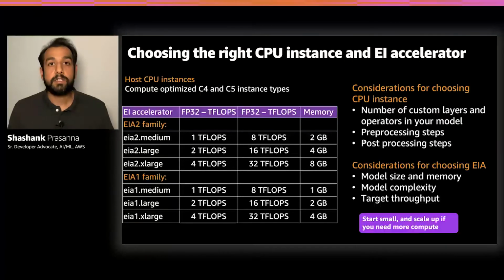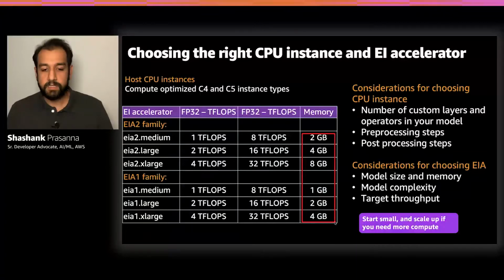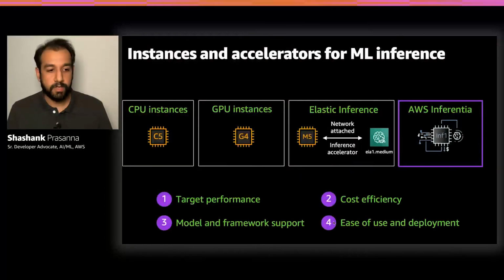And the second consideration is how to choose the elastic inference accelerator size. And this is completely dependent on how much memory do you need. They come in different sizes, 1 GB to 8 GB. So how much memory do you need in the accelerator for your model, and also how many teraflops you need. That's purely a measure of performance. The general recommendation is to start small and scale up as you need more compute.